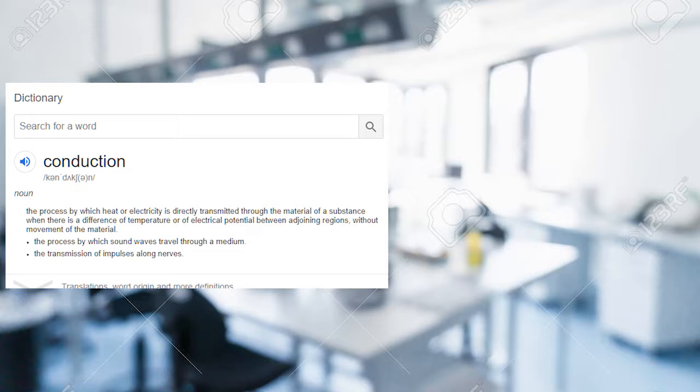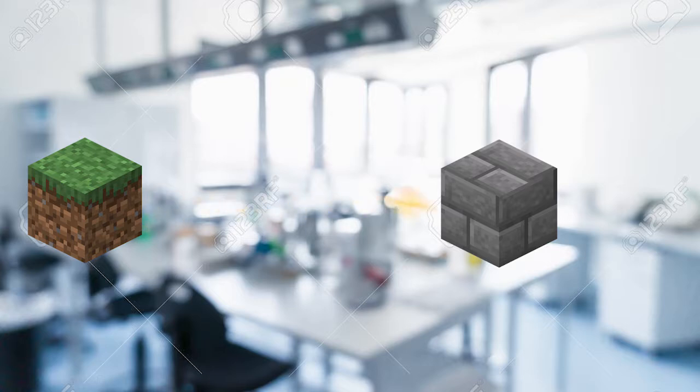What is conduction? Well, according to Google at least, conduction is the process by which heat or electricity is directly transmitted through the material of a substance where there is a difference of temperature or of electrical potential between adjoining regions, with or without the movement of material. Now, essentially what that is, without all of the big confusing science words, is that it is the conversion of one form of energy into another, or the movement of said energy from one place to another.